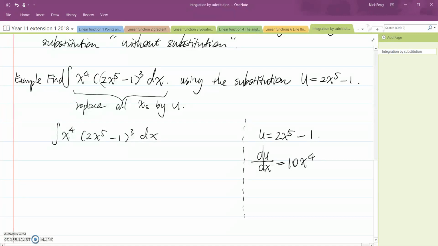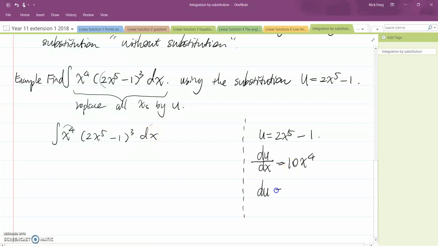Okay, and why do we need to do that? Because later on, you can combine your x to the power 4 with this dx to become some kind of du. And remember, we are replacing every single x inside this question by u, including the dx. The question provided x to the power 4 dx. We're trying to make this exactly the same.